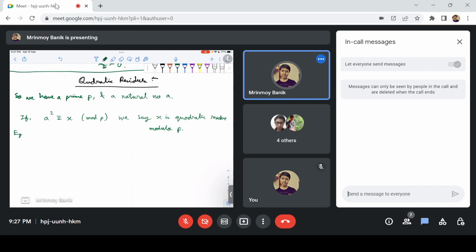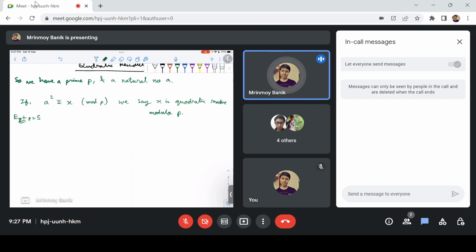For an example, let's take the number 5 as p. So let's find the remainders given by the first few perfect squares. So we have 1 squared, 2 squared, 3 squared, 4 squared, 5 squared, 6 squared, 7 squared. That's enough, I guess. So 1 squared is 1. When divided by 5, it gives 1. 2 squared is 4. When divided by 5, it gives 4. It is also equal to minus 1 mod 5. 3 squared is 9, which is also 4. Also minus 1, you can see.